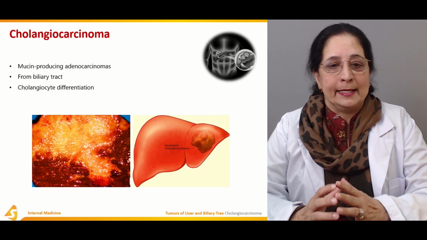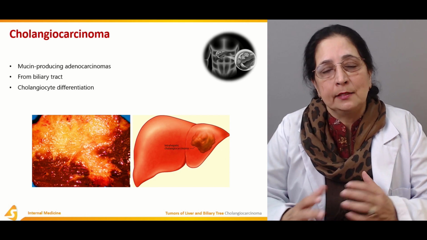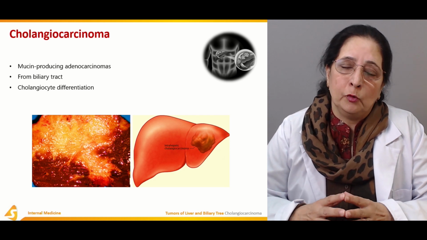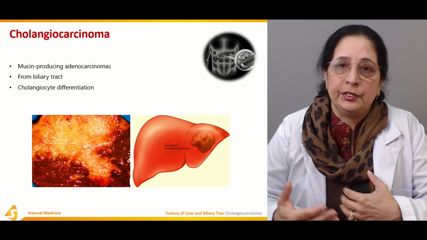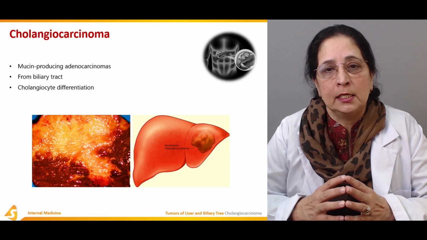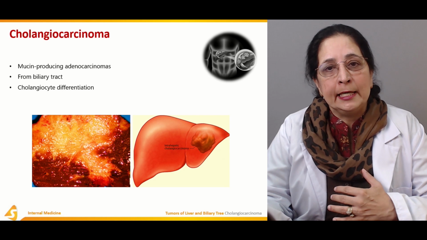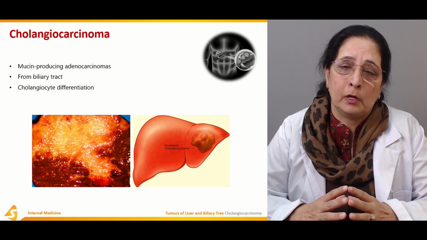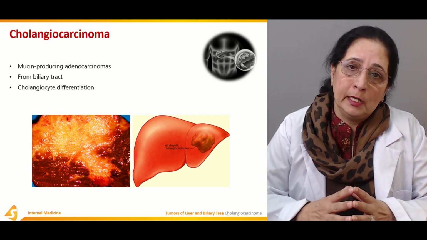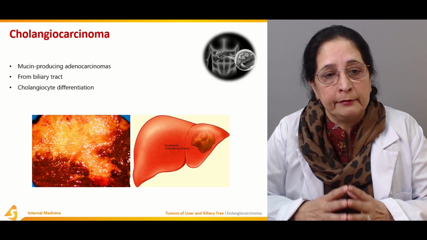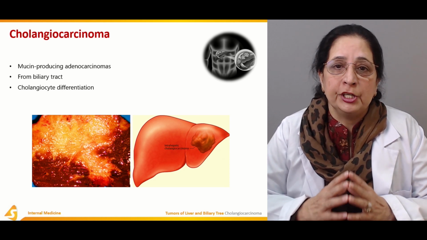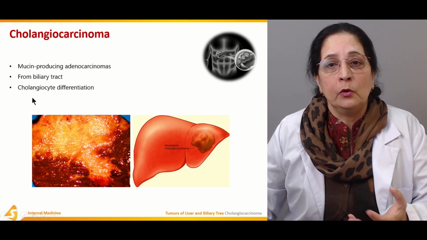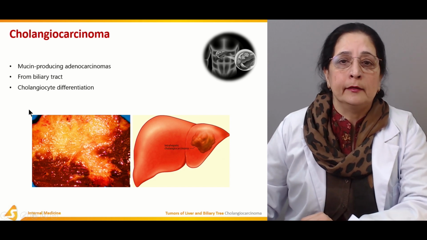The cholangiocytes are the cells which are responsible for the cholangiocarcinoma, and the differentiation of these cholangiocytes tells us about the staging and the prognosis of cholangiocarcinoma, whether it is poorly differentiated or well differentiated. So it's the differentiation of the cholangiocyte. Cyte is the cell, cholangio is for the biliary tract or biliary tree.